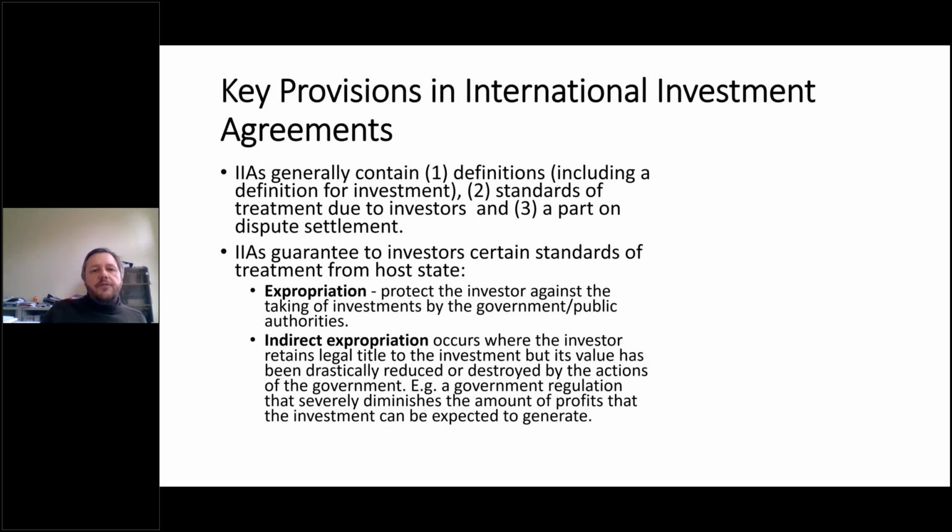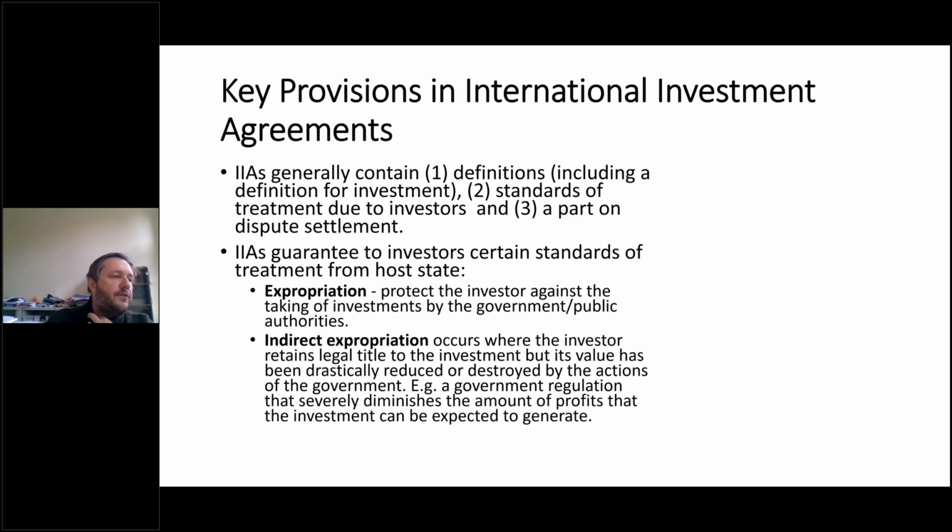In these investment agreements, which most of the time are quite short, there are a few important elements. One is definitions, like in most of these agreements, and especially what is defined as an investment. Then there are standards of treatment which are applicable to investors. So what can investors do and what they cannot do. And then most importantly, there's a part on dispute settlement. Where do you go when there is disagreement between an investor and a state?